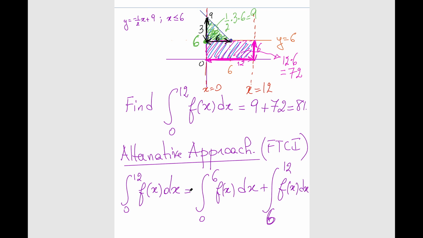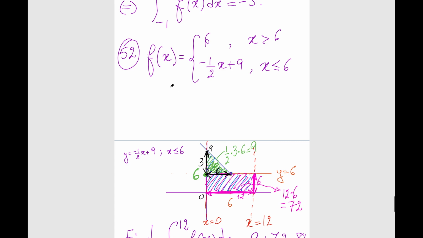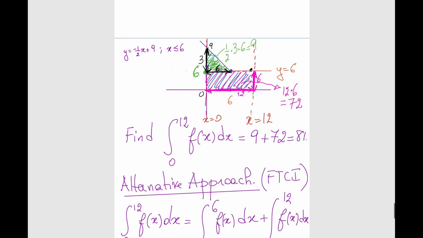Correct? This is by property 6 above. I can split and I can stop at any point. I choose the point to be 6. Okay, what's f of x between 0 and 6? What's the function f of x between 0 and 6? Well, as long as you are less than 6, in particular between 0 and 6, it is negative half x plus 9.